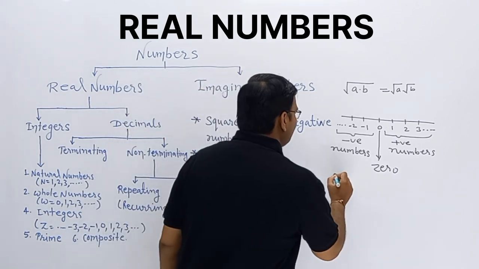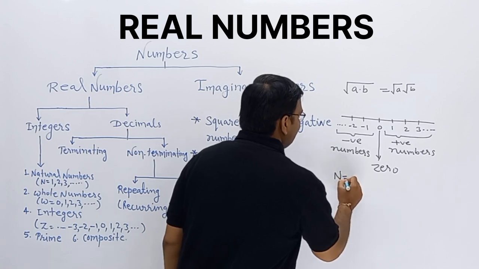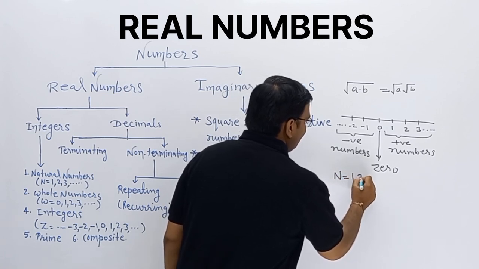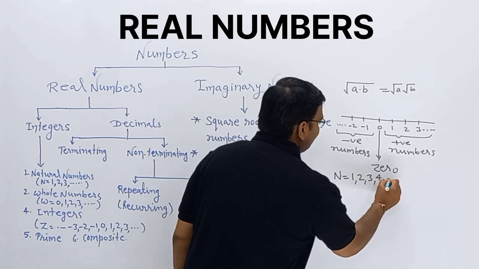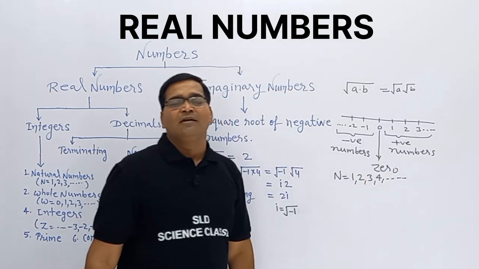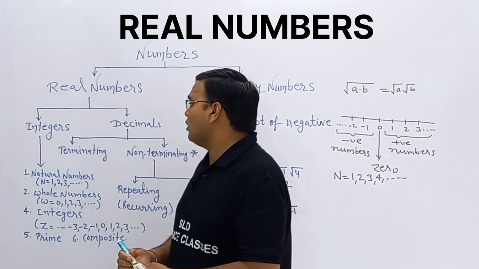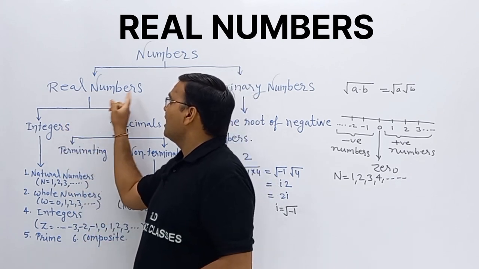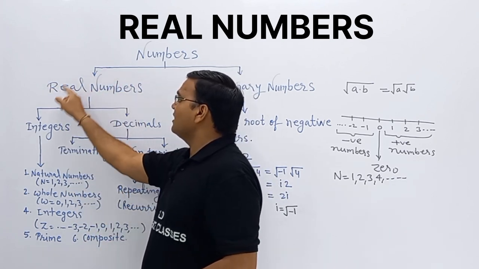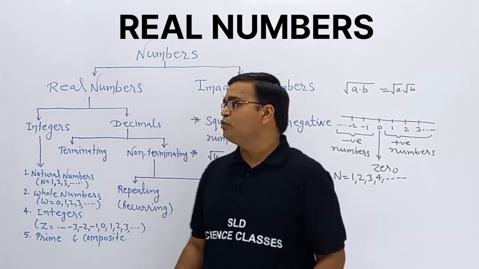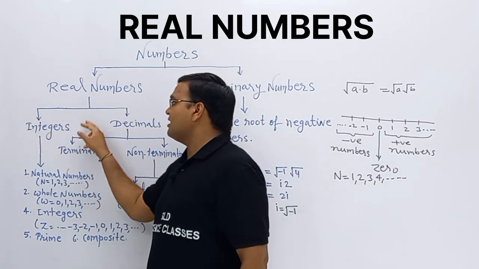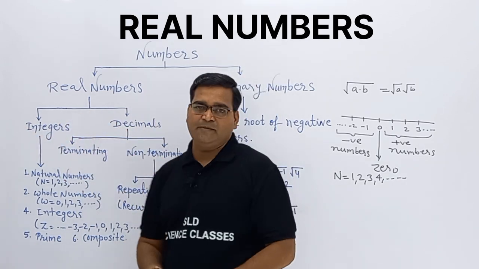Now counting positive integers are represented by capital N. N equal to 1, 2, 3, 4 and so on. These are called what? Natural numbers. I am discussing real numbers, and real numbers are having two types, either integers and second one is decimal.